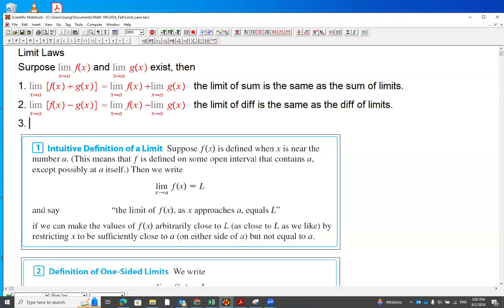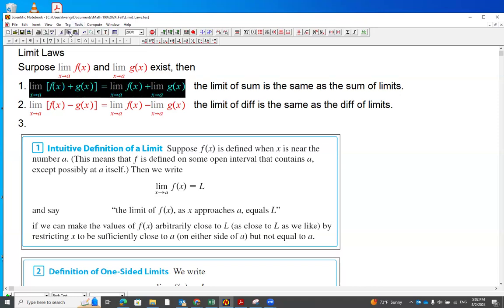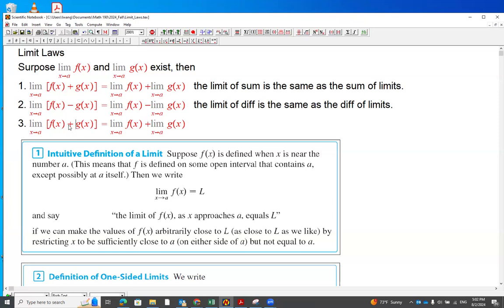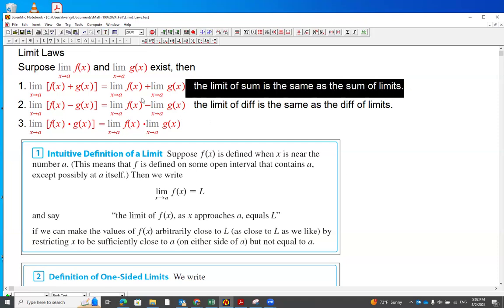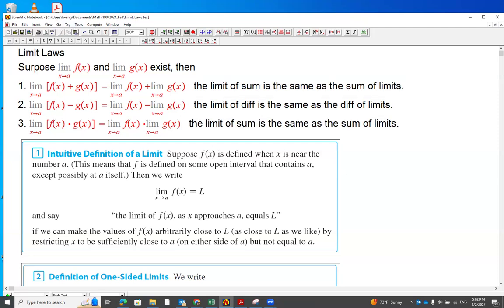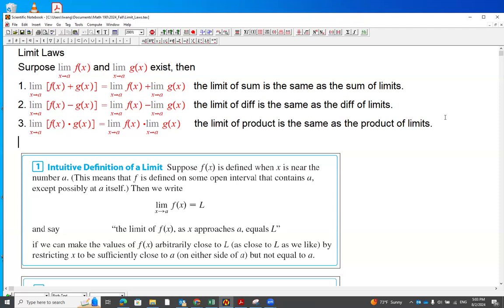Number 3 is that the limit of a product, right? The limit of the product becomes multiplication, is the product of limits if the individual limits exist. Okay, so we must understand the limit of a product is the product of limits.